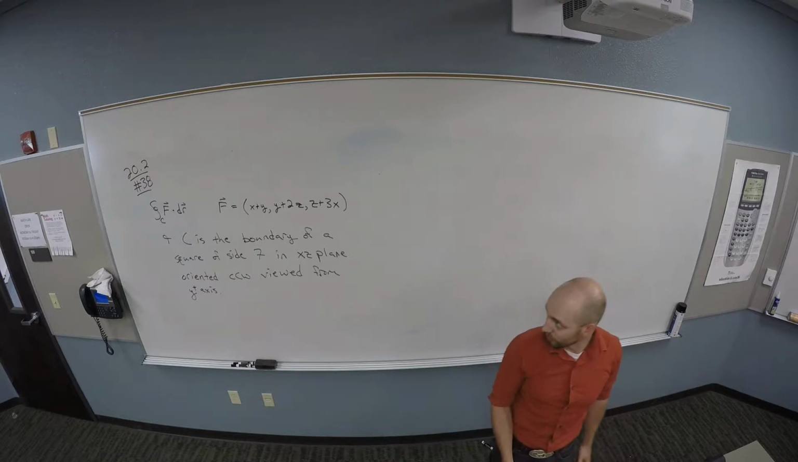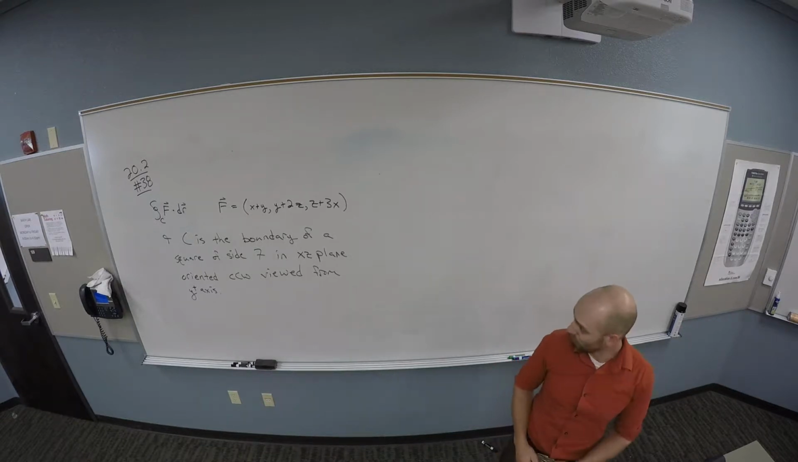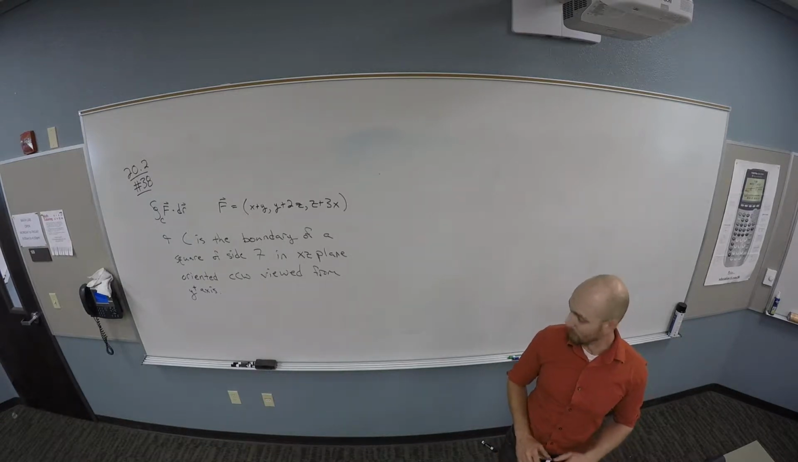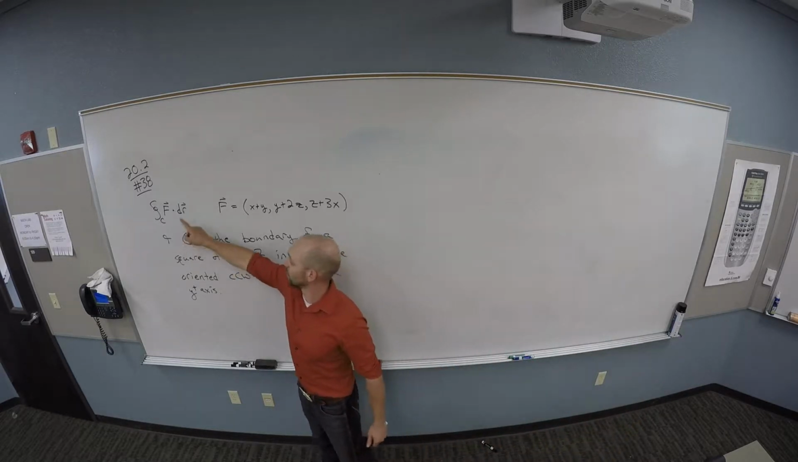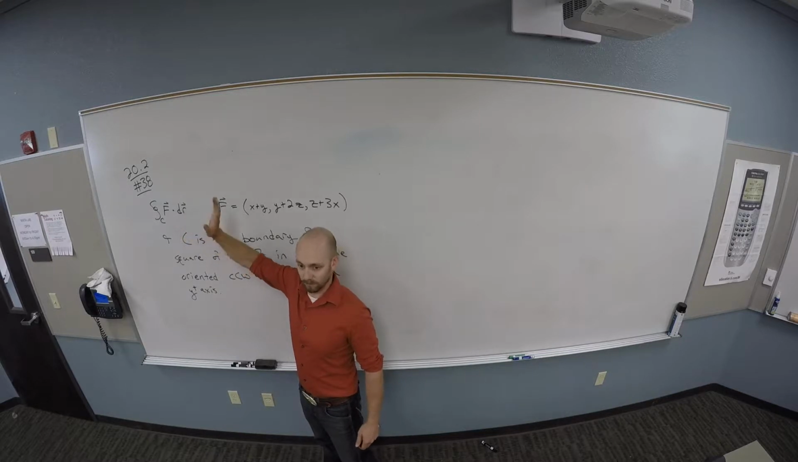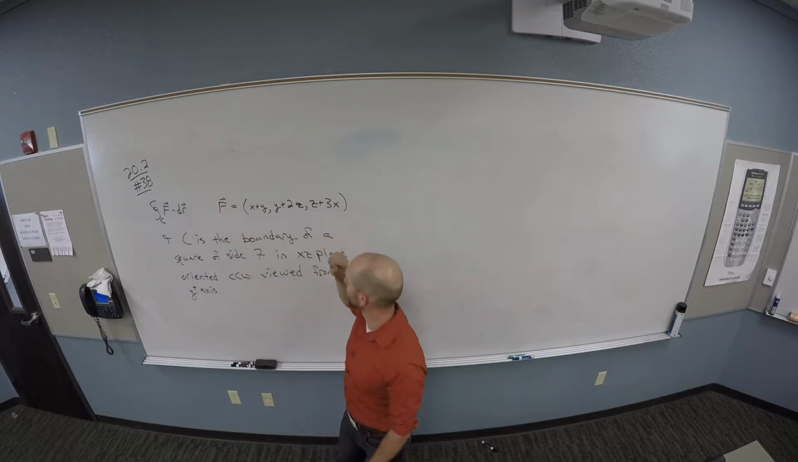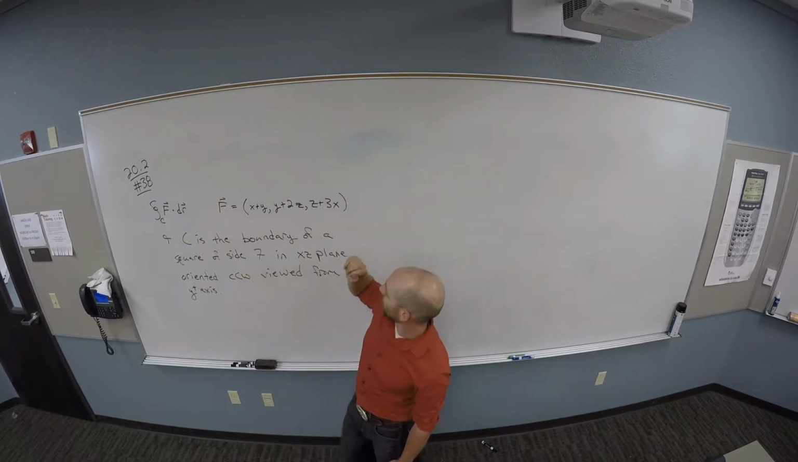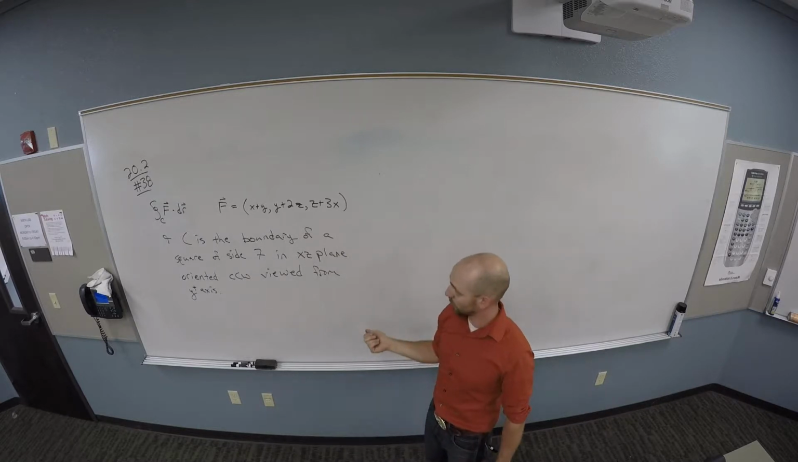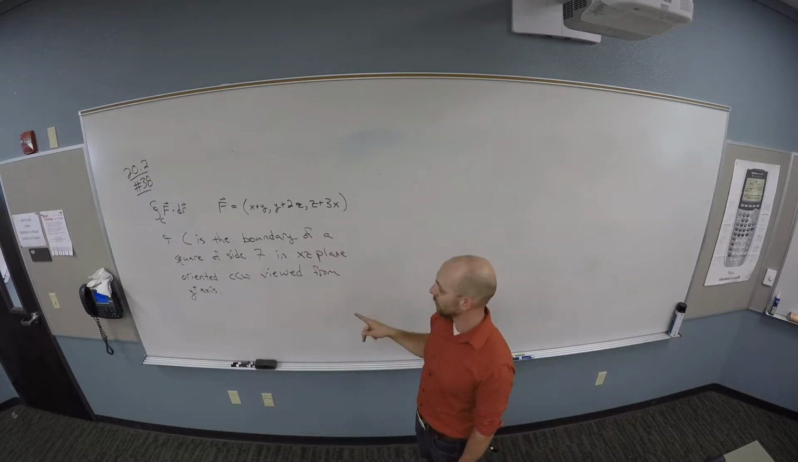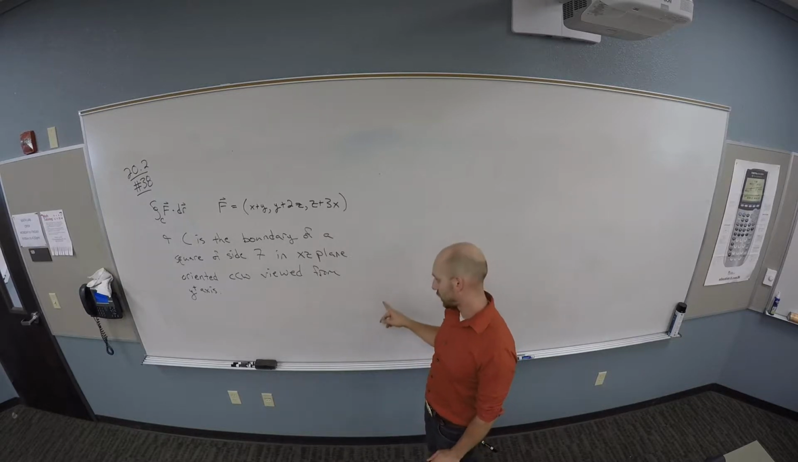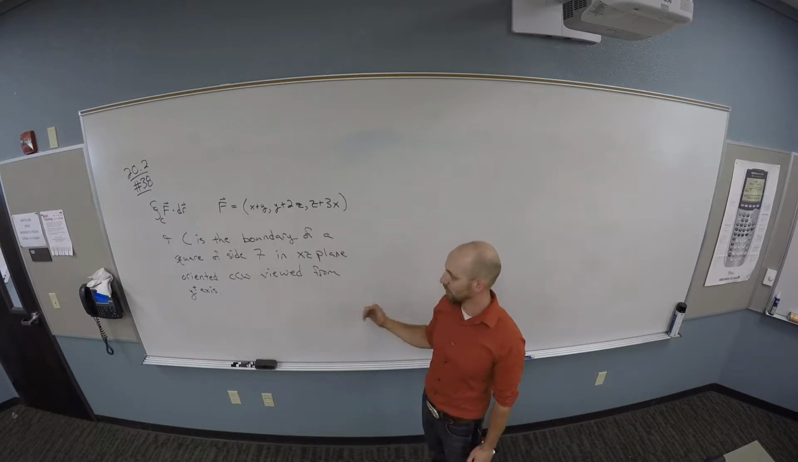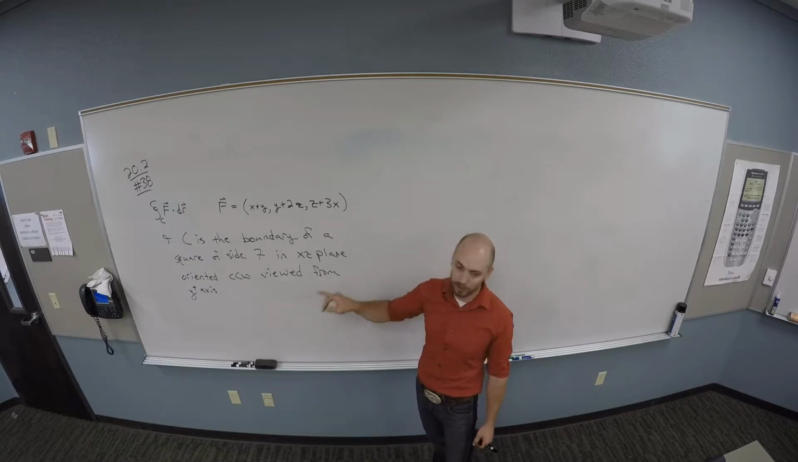All right, let's see if we can do number 38 on 20.2. Why is it y plus? Positive axis. Yeah, it's upward. Okay, so I want to calculate a circulation integral, right, where f is (x plus y, y plus 2z, z plus 3x). And the curve I want to calculate around is the boundary of a square of side length 7 in the xz plane, oriented counterclockwise when viewed from the positive y-axis.